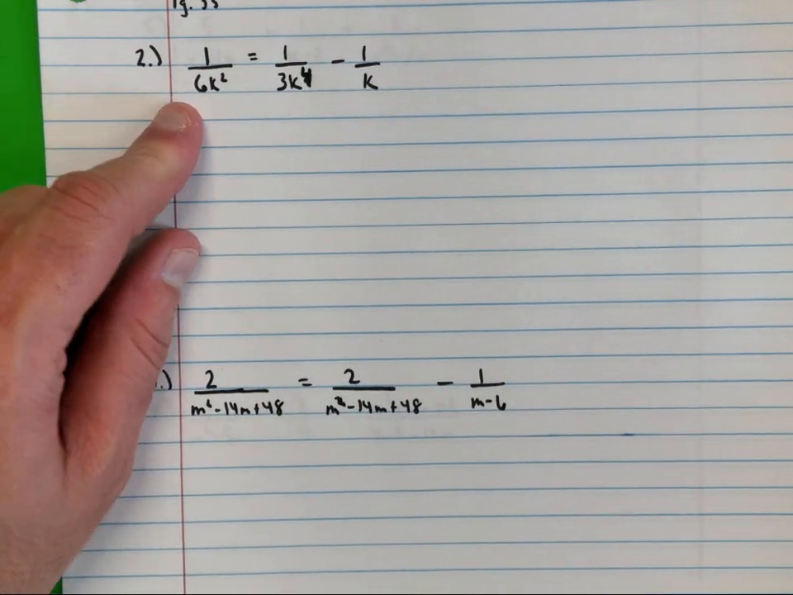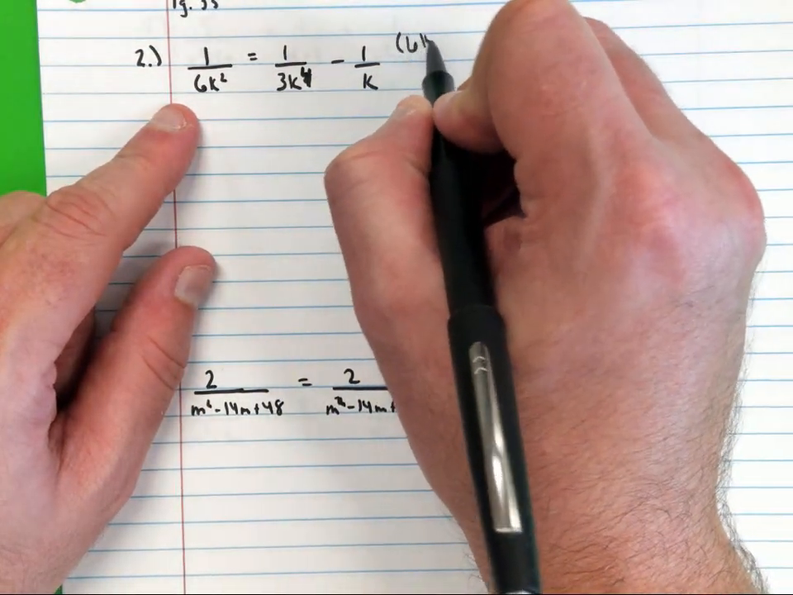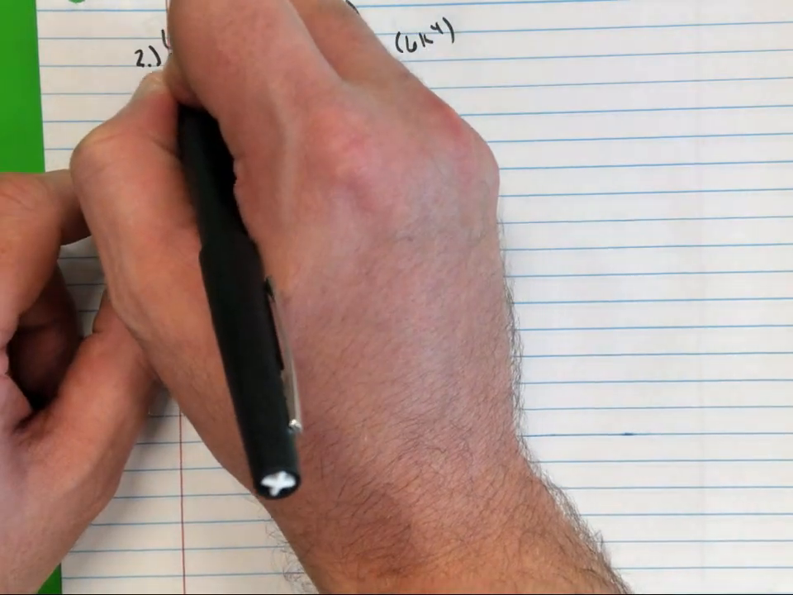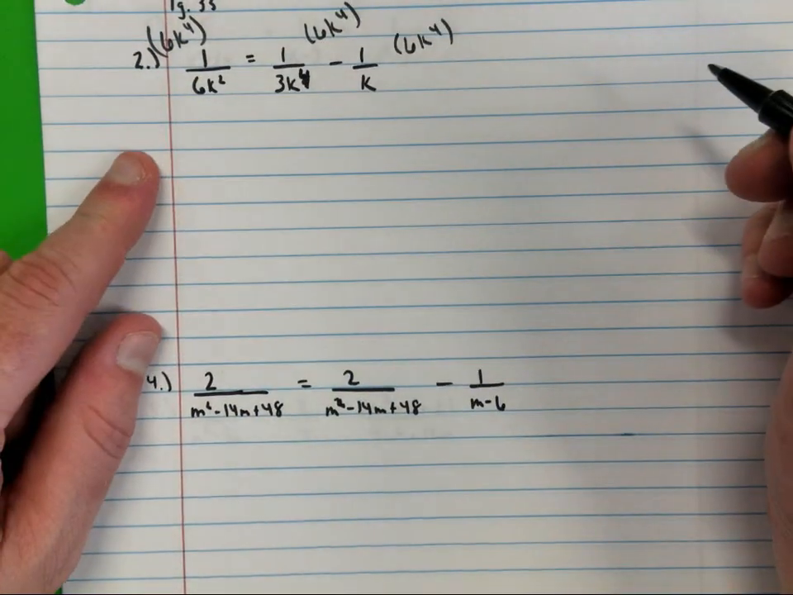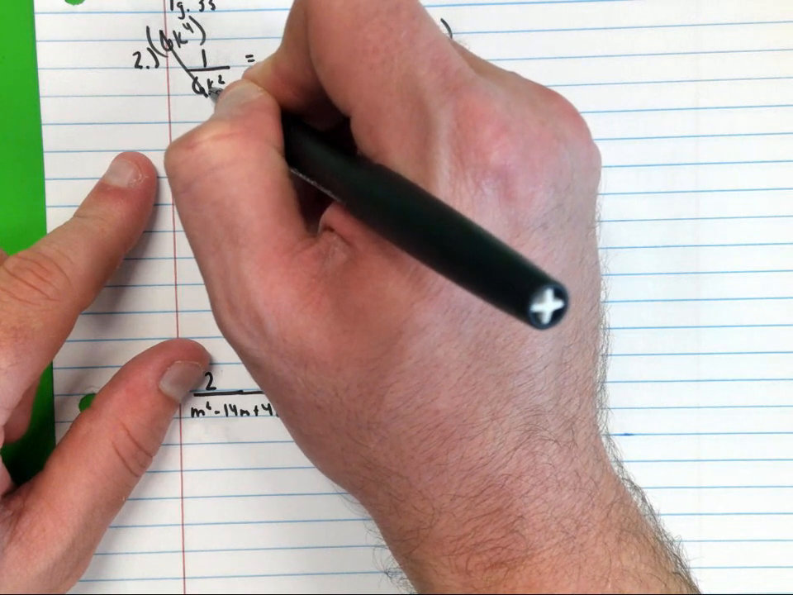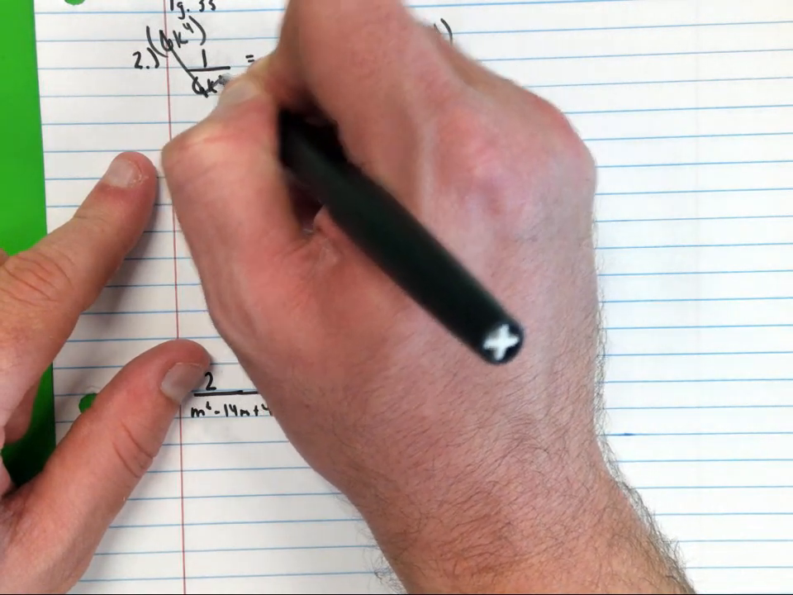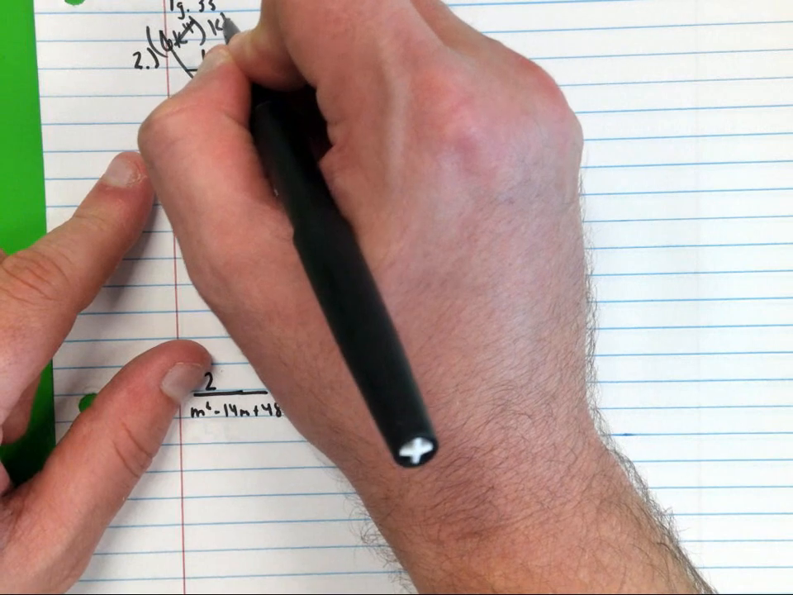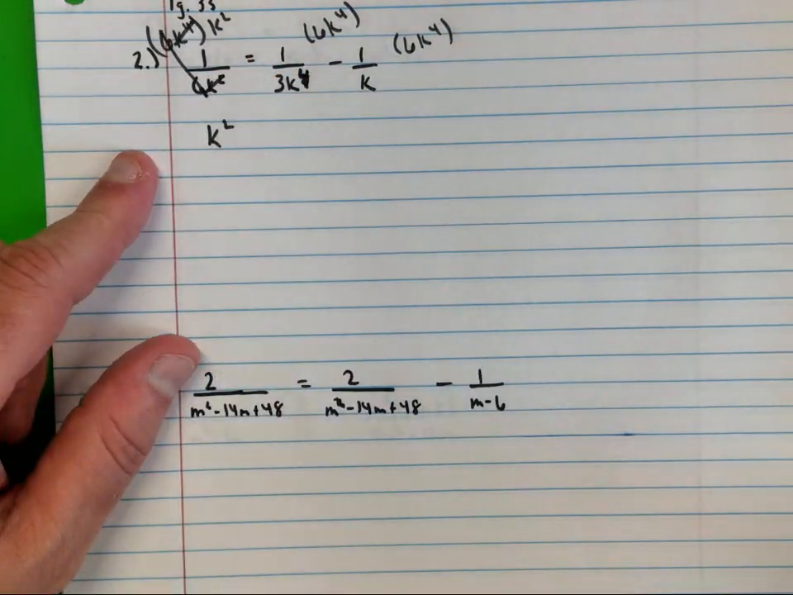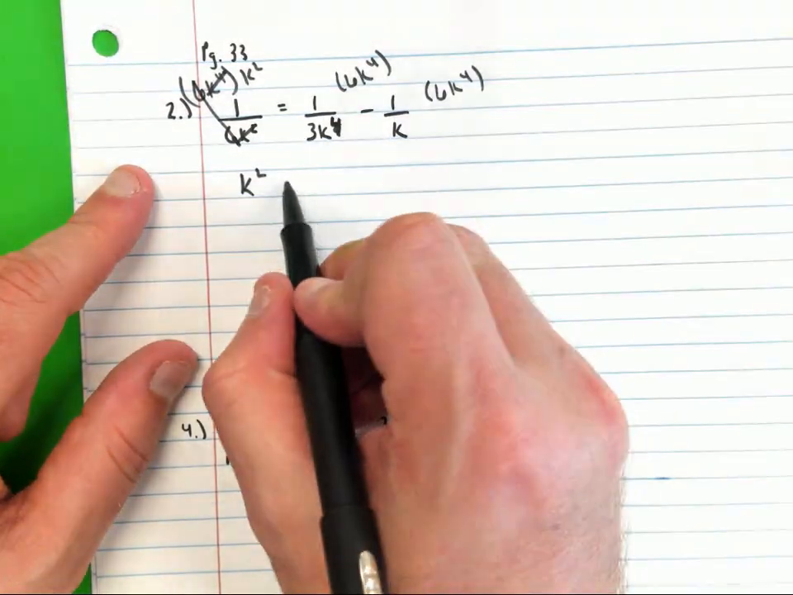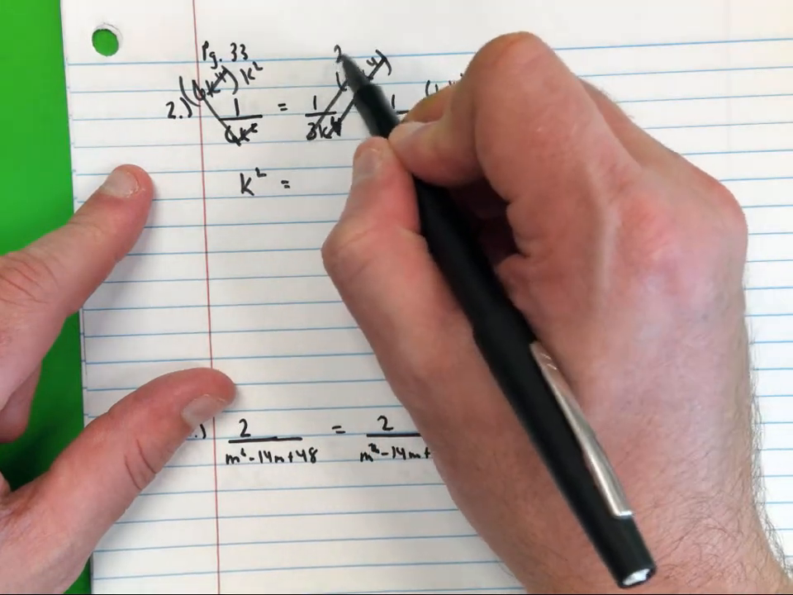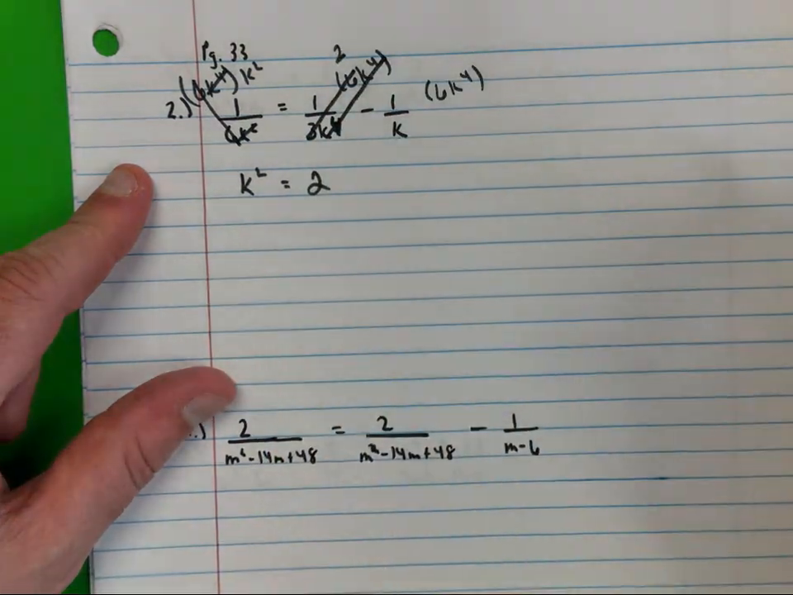Now I'm going to multiply everything by 6k to the 4th. These 6's cancel out. k squared goes into k to the 4th how many times? That's going to leave k squared, won't it? So k squared times 1 is k squared, because the difference between 4 and 2 is 2. Equals, these k to the 4ths go away. 3 goes into 6 2 times. 1 times 2 is 2.